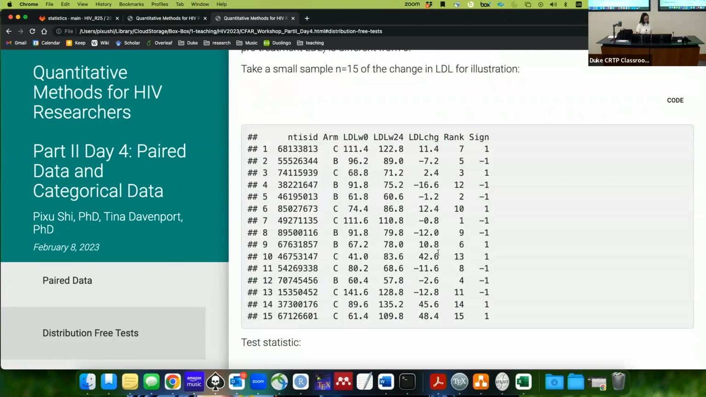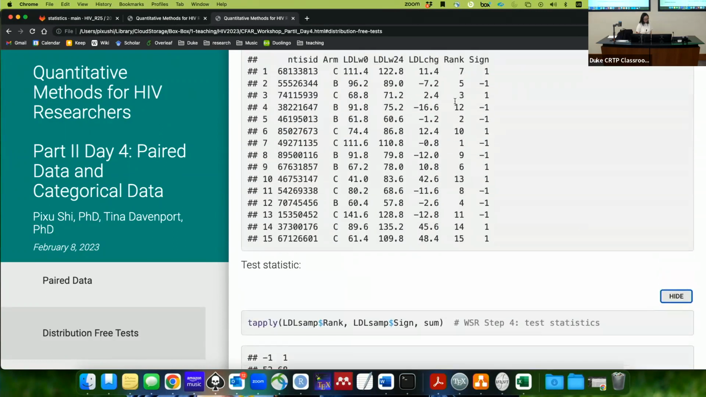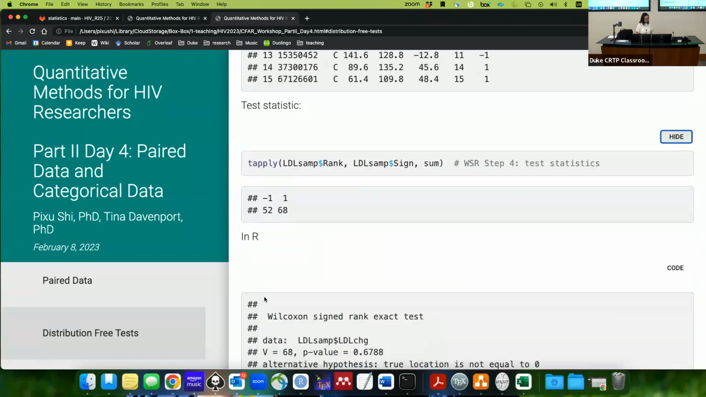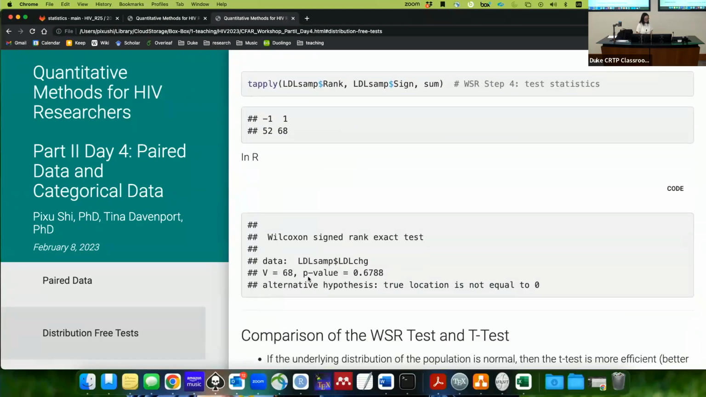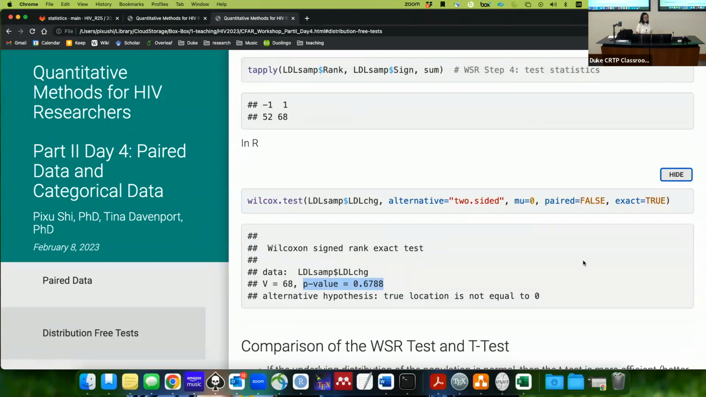So for this data set, if you sum up the positive ranks like I did, it will be this one. If you sum up the negative ranks, it will be this one. And regardless of what you use, you will have the same p-value. Any questions?